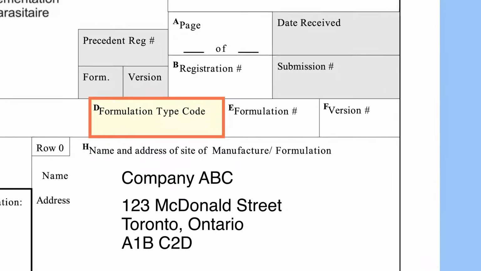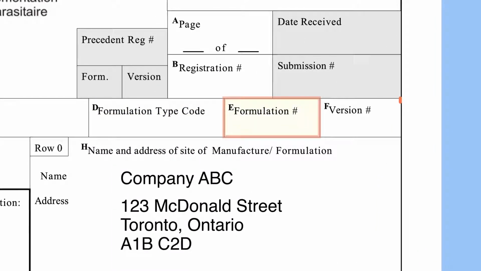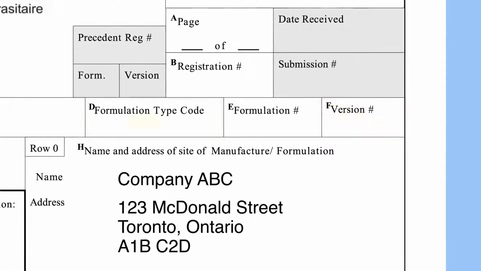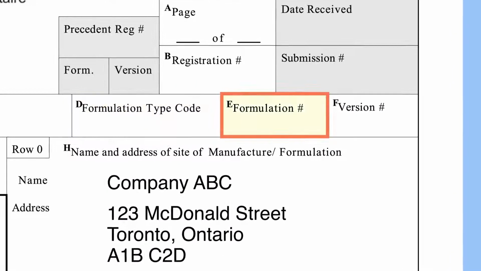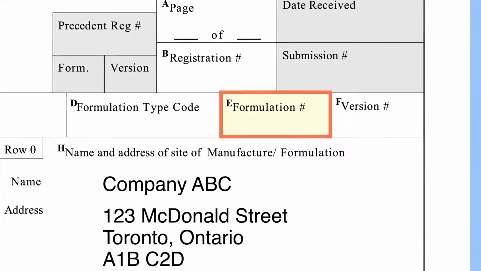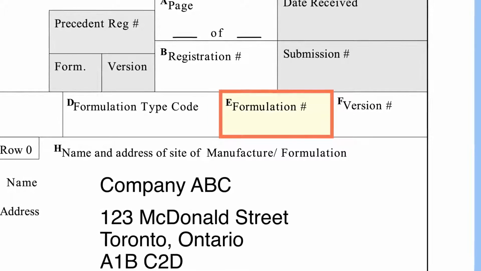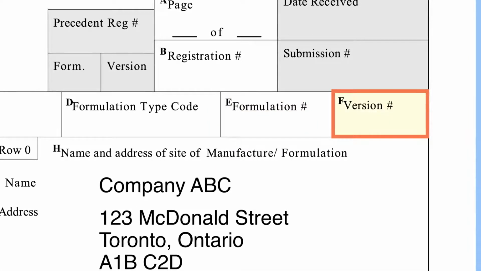Next, enter the formulation type code, formulation and version numbers. The formulation type is taken from the SPSF guidance. The formulation number increases every time a new site of manufacturer source is added. The version number increases when the specifications of the source are updated.